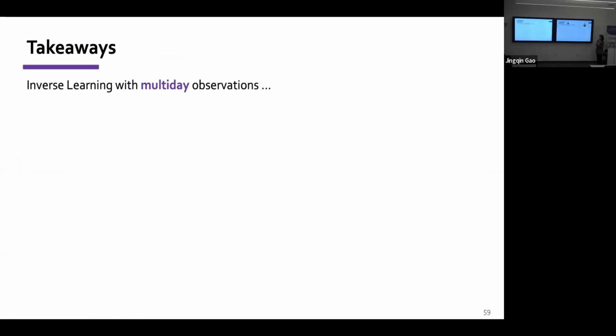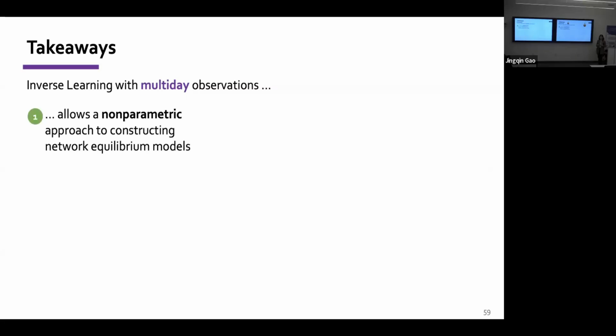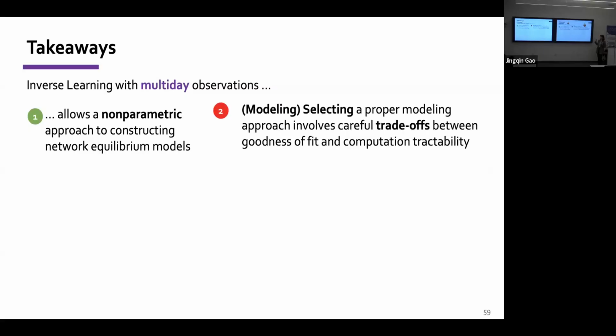In this presentation, we looked at inverse learning with multi-day observations. There are two good things about multi-day observations. The first is that it allows us to learn a non-parametric approach. It allows us to use neural networks to approximate the potential functions. But this comes at a cost. Given the flexibility in choosing the parametrization approach, we need some rules of thumb. We need to do some feasibility analysis to understand the trade-off when we select different parametrization approaches.